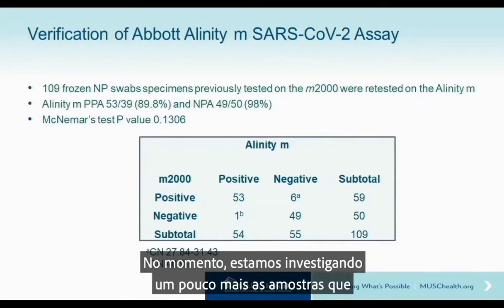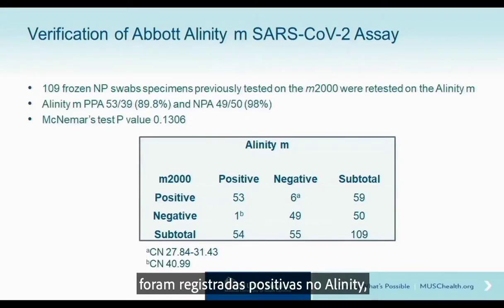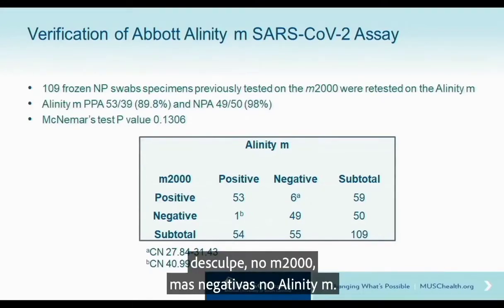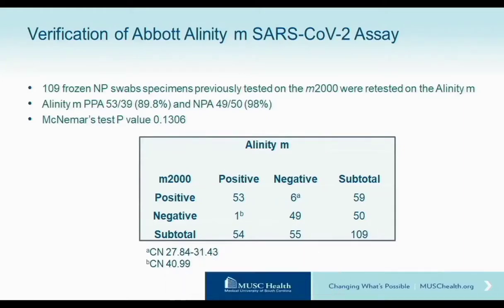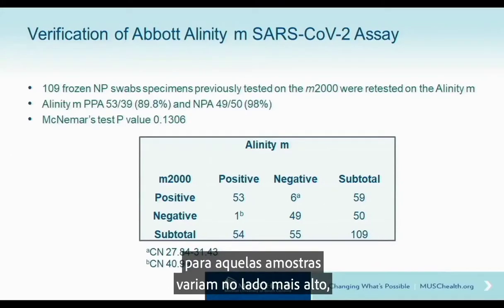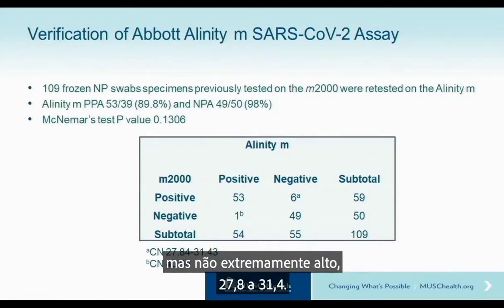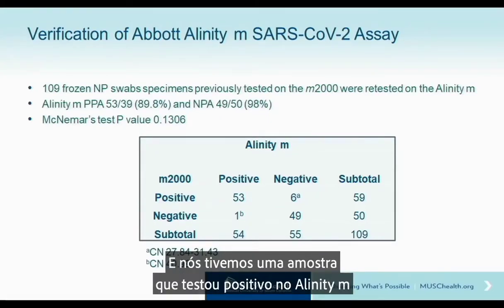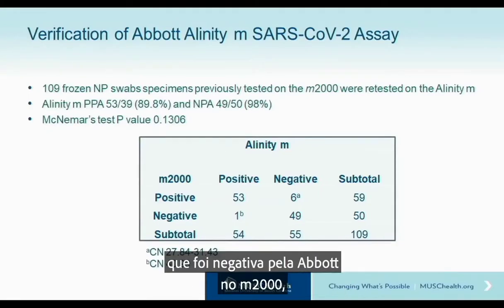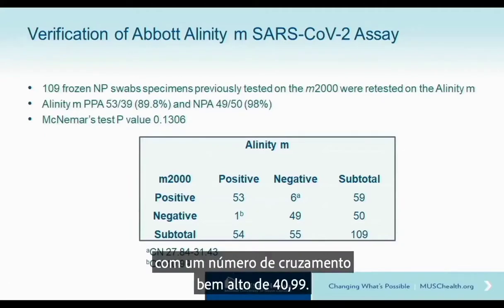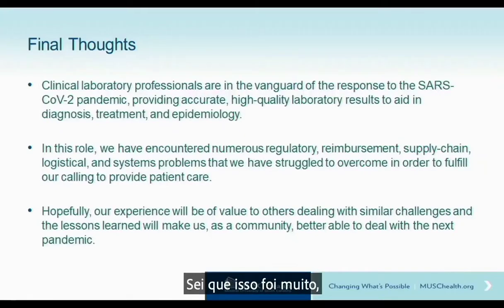We are currently investigating a little deeper those samples that were reported positive on M2000 but negative on the Alinity M. You can see that the crossing numbers there for those specimens were on the high side, but not extremely high, 27.8 to 31.4. And we did have one sample that tested positive on the Alinity M that was negative by Abbott on the M2000 with a very high crossing number of 40.99. So I know that was a lot, but I'm going to leave you with several final thoughts.